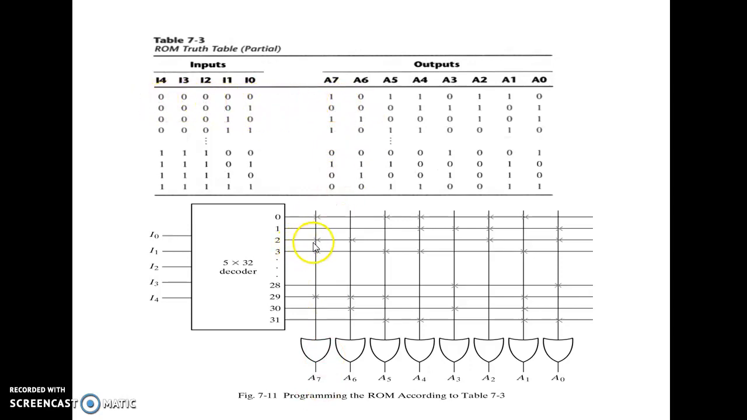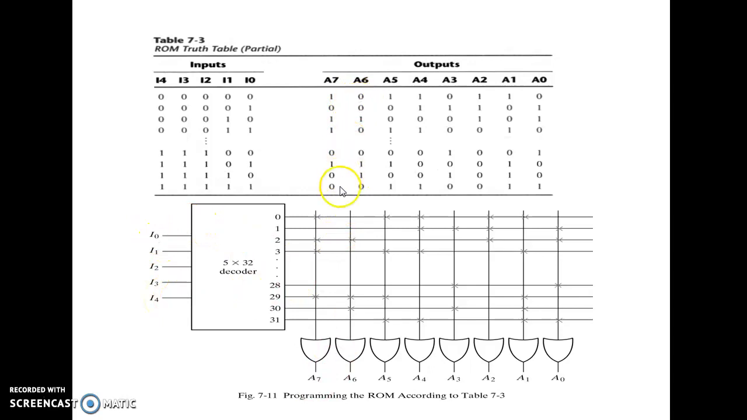Even though there are some other cross marks for this particular OR gate, if one of the inputs to the OR gate is 1, irrespective of the other inputs, the output would be 1. So 1 plus 0 is equal to 1, or 1 plus 1 would be equal to 1. So this is how A7 is 1 for the 5 zeros input combination.